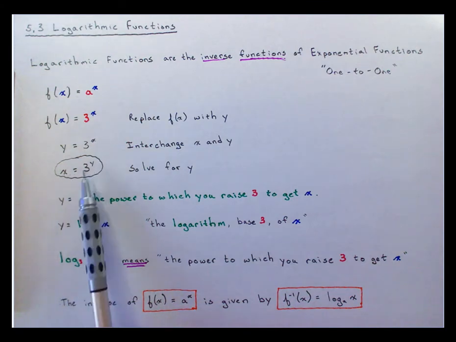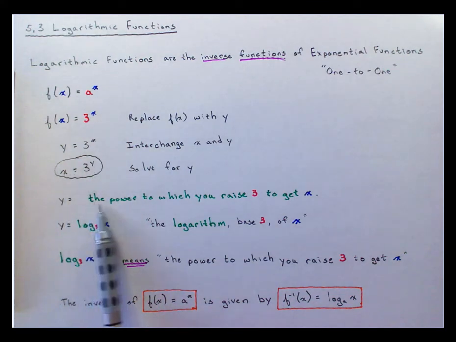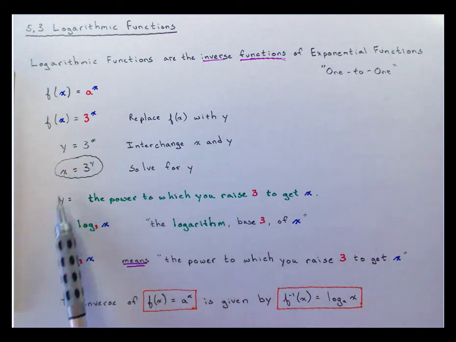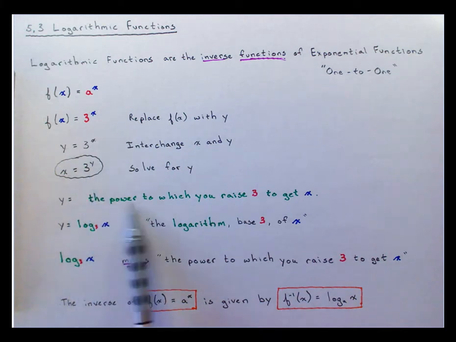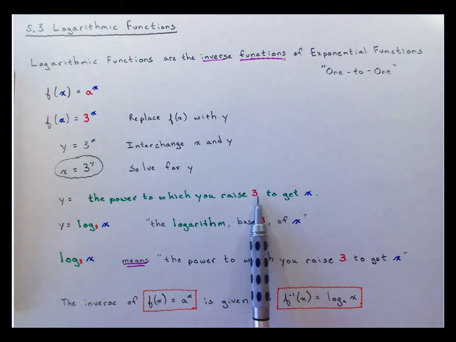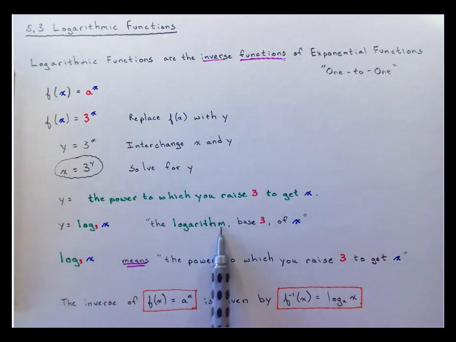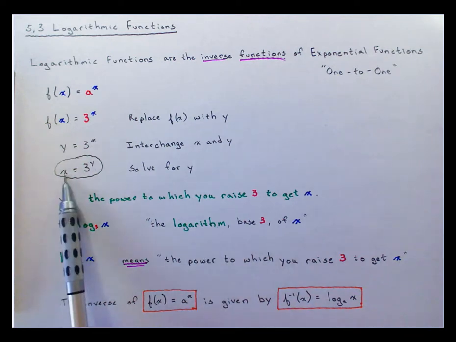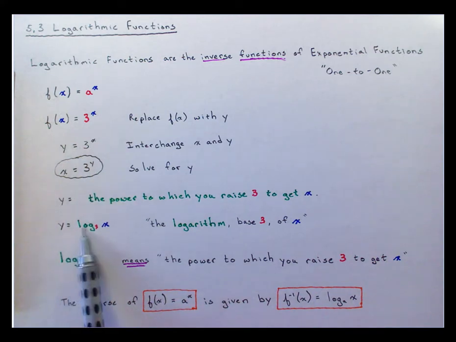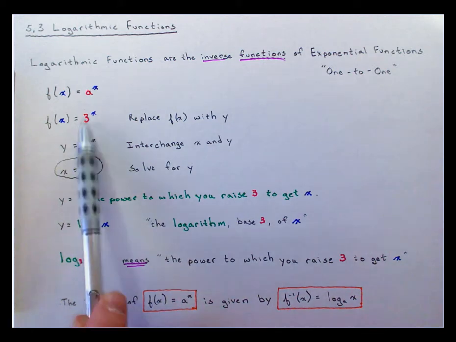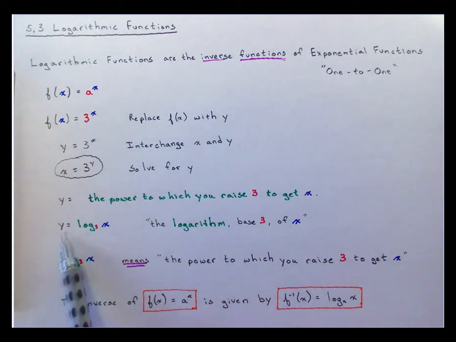To write it so that y equals, they developed a way to word it. And it makes sense whenever you read this. Y equals the power, because y is a power, to which you raise 3 to make it equal x. Well, instead of writing all of that out that way, they just gave it a name. And so what this turns into, whenever I interchange and then solve, is I just simply say y equals log base 3 of x.